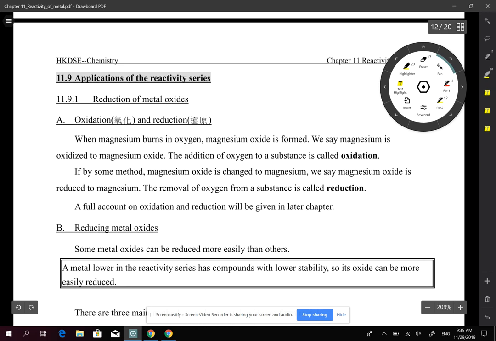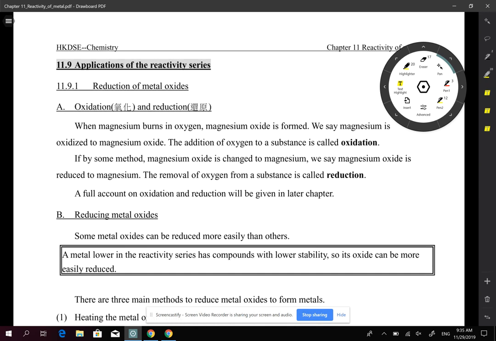Okay, 11.9, applications of the reactivity series. Let's look at two new terms. One term is called reduction. The concept of reduction and oxidation will be explained in more detail in the first term of Form 5. It is a very important section.